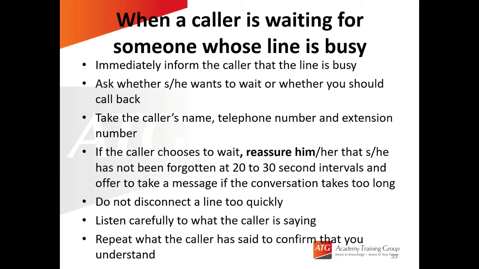So when a caller is waiting for someone whose line is actually busy, immediately inform the caller that that line is in fact busy. Ask whether they would like to wait or if they should call back. Take the caller's name, telephone number, and extension number. If the caller chooses to wait, reassure them that they have not been forgotten at 20 to 30 second intervals and offer to take a message if that conversation will take too long. Do not disconnect a line too quickly. Listen carefully to what the caller is saying and repeat what the caller has said to confirm that you actually fully understand.